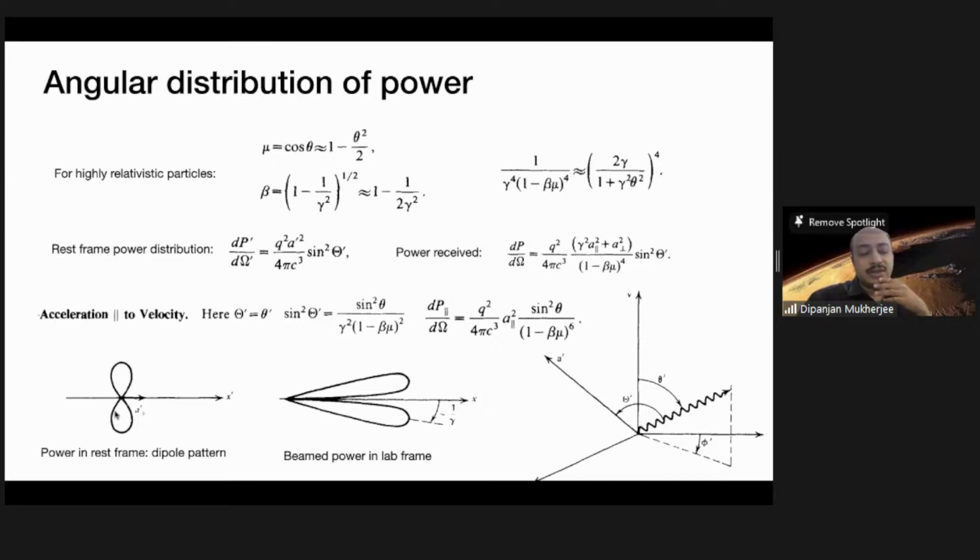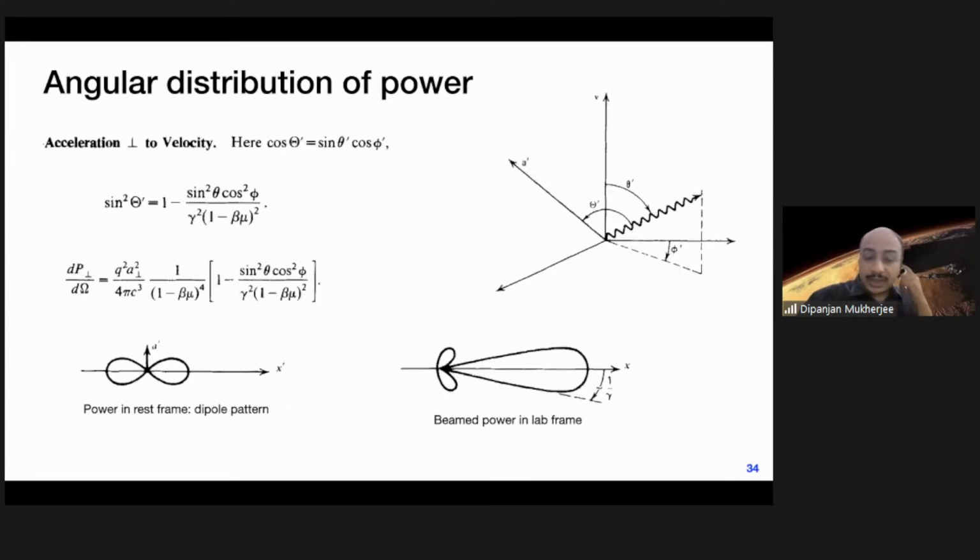So if this is the dipole pattern when the particle is radiating in its rest frame, and this is the acceleration vector, and suppose the particle is moving in a direction along its acceleration vector, in that case, for somebody at rest in the lab, they will see that the dipole lobes would be beamed in the forward direction. Again, the peak of these dipoles will be separated by an angle of 1 by gamma.